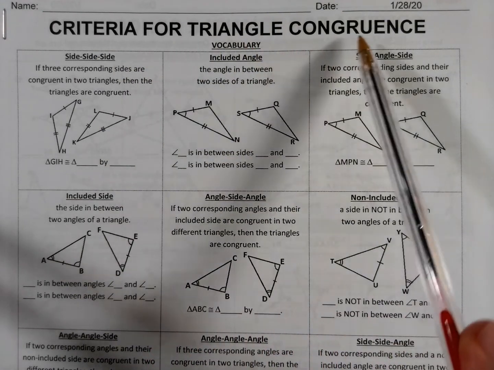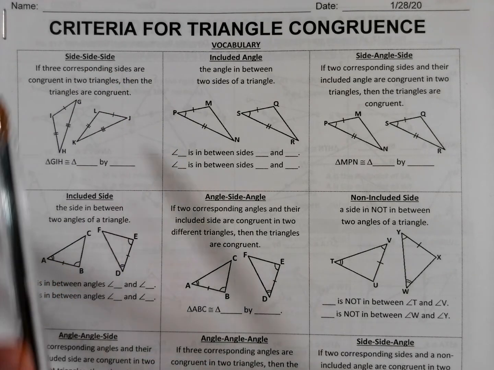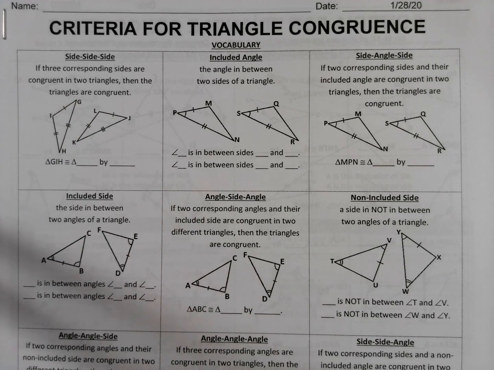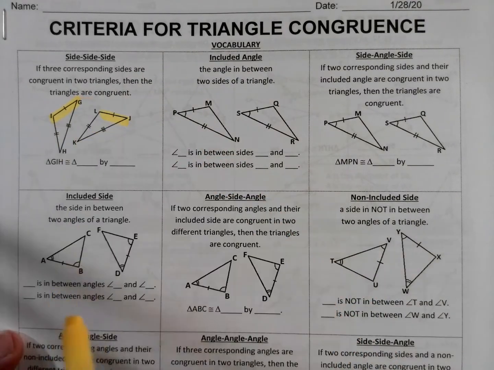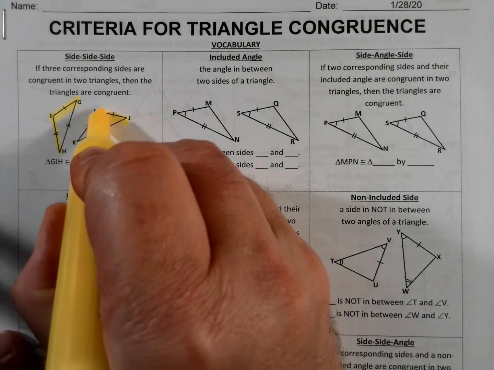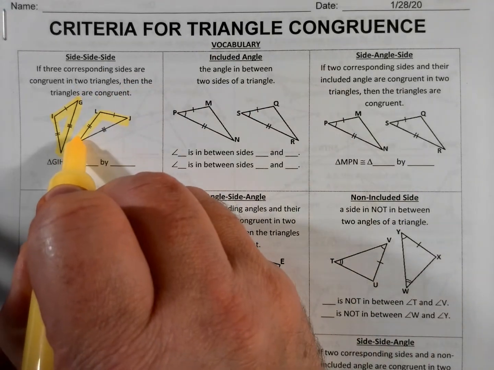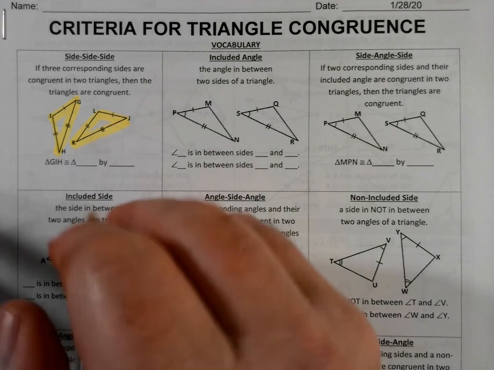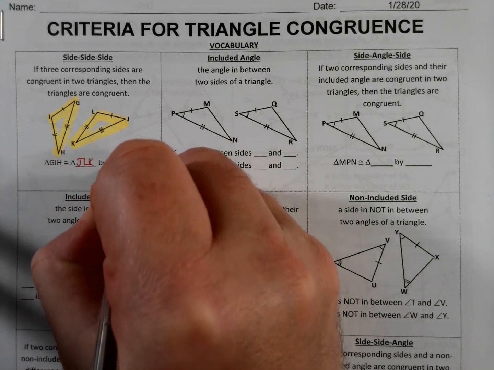Criteria for triangle congruence. First one, side, side, side. If three corresponding sides are congruent in two triangles, then the triangles are congruent. So as we can see right here, we have GI congruent to JL. We have IH congruent to LK. We have HG congruent to KJ. So triangle GIH is congruent to triangle JLK, and this is by side, side, side.